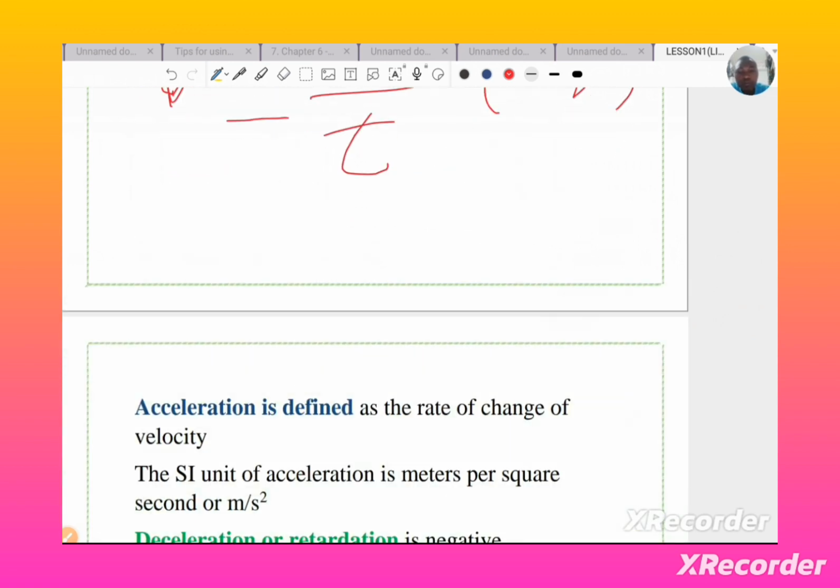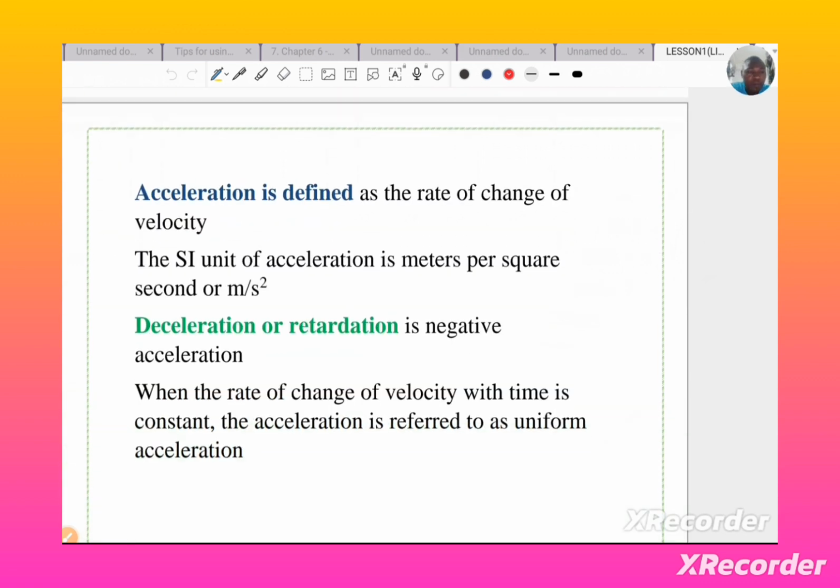Okay, let's continue with acceleration. Acceleration is defined as the rate of change of velocity. Now you can see that we have used the term velocity. So it means that acceleration also is a vector quantity. It has also a direction. So when you accelerate following a given direction, when you define acceleration, it is very important also to know the direction.